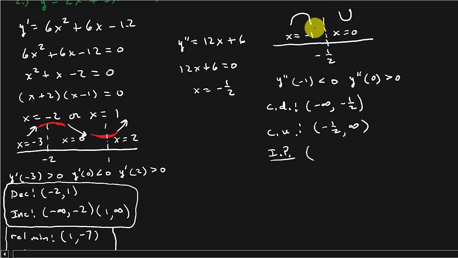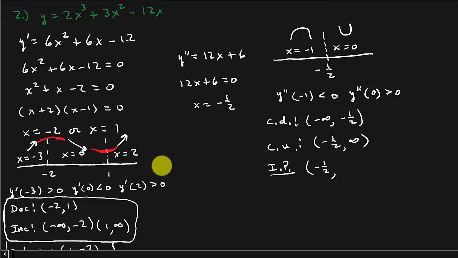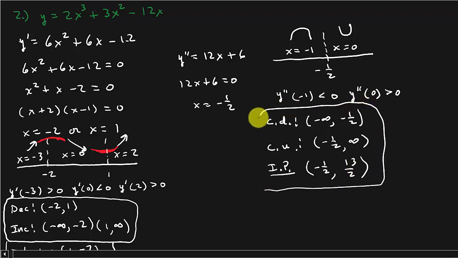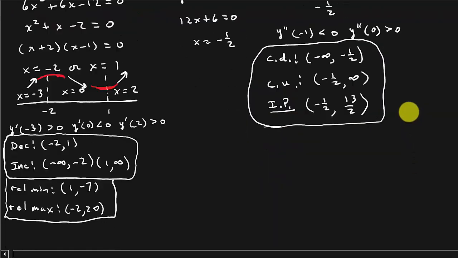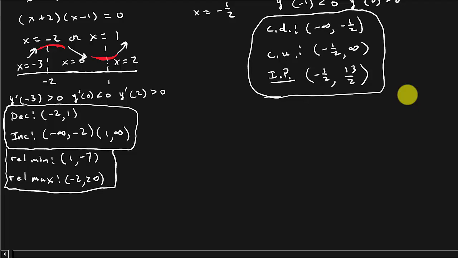it changes concavity at -1/2, and then we take the -1/2, we plug it back into the original, and once we do that, we get 13/2 is the inflection point. So let's circle all that. And so now we're ready to graph this thing.